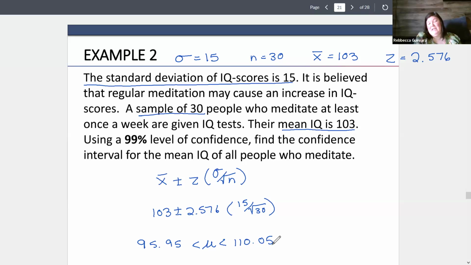So for people who meditate, we're saying that we think that their IQ, all people who meditate, is somewhere between basically 96 and 110. Remember, this is just one sample. There could have been, maybe all the rest of them were like 99, and this one just happens to be 103.